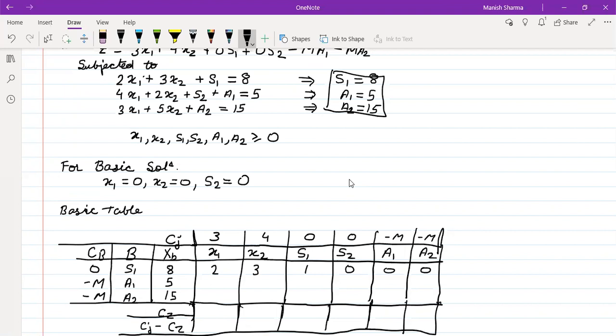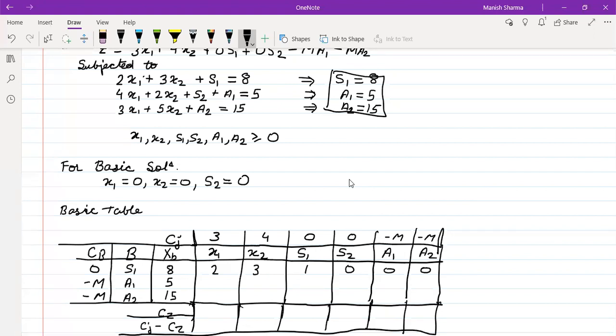Sir, why did we take S2 as 0? Here S2 we have taken 0 because here we have the artificial variable. Whenever there is an artificial variable, we take the surplus variable as 0. Whenever you have a slack variable, we are calculating this in the basic solution. But a surplus variable is excluded from the basic solution, because there is always an artificial variable. So for the artificial variable, we calculate the basic solution.